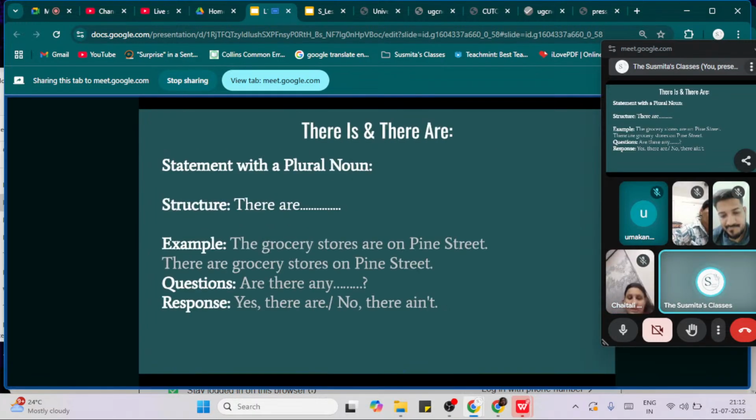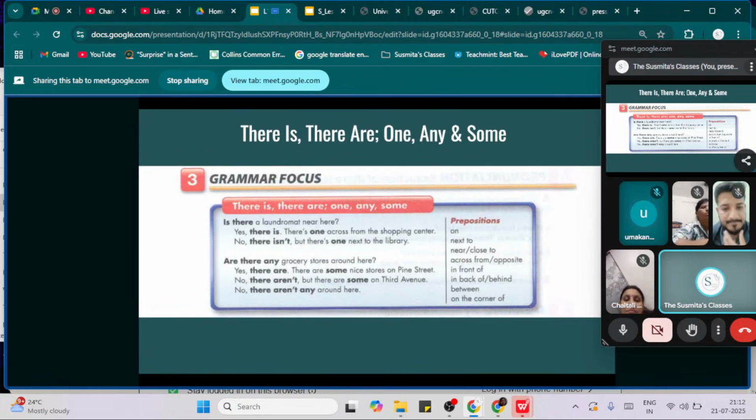Okay, let's look at some sentences quickly so it gives us an idea of how to do the exercise. Is there a laundromat near here? Yes, there is. There is one across from the shopping center. म्हणजे काय? शॉपिंग सेंटरचा समोर, रोड क्रॉस करून समोर. No, there is not, but there is one next to the library. So जवळ नाहीये but लांब आहे, पण कुठे आहे? तर लायब्ररीच्या बाजूला. Next to the library.